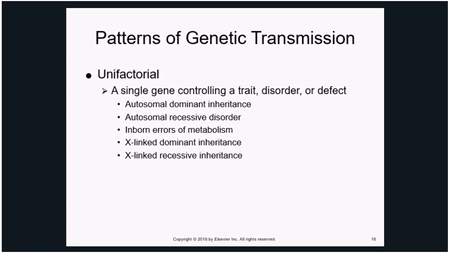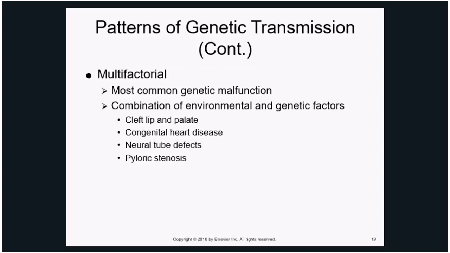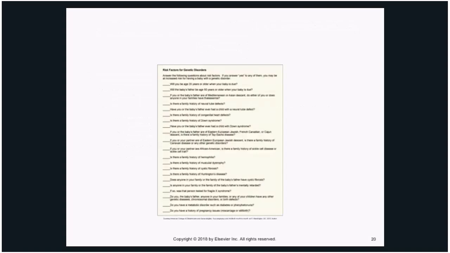Patterns of genetic transmission: unifactorial is a single gene controlling a trait, disorder, or defect. Multifactorial is the most common genetic malfunction. It's a combination of environmental and genetic factors which could cause cleft lip and palate, congenital heart disease, neural tube defects, and pyloric stenosis. Here are risk factors for genetic disorders, screening that would be done, questionnaires that would be done.